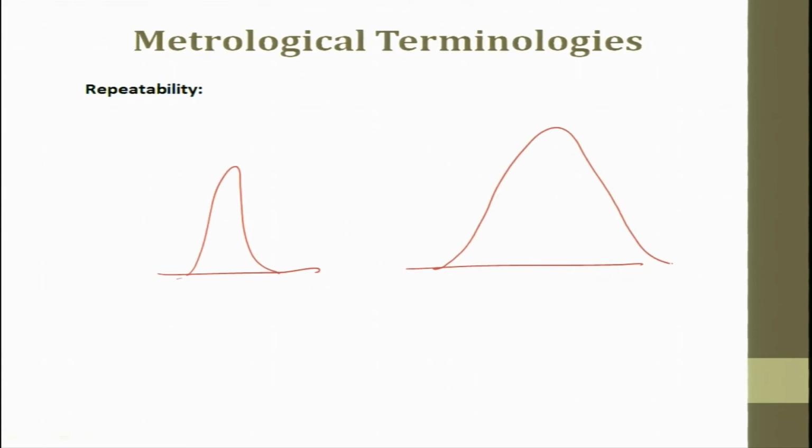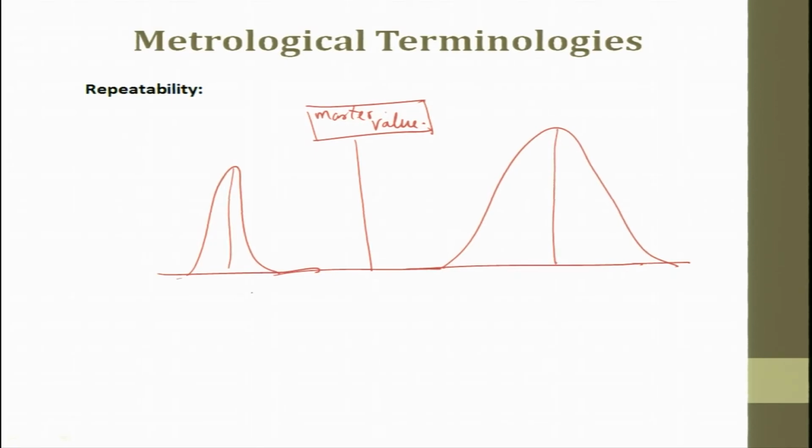What is repeatability? If I have to plot it again, this is the master value. This is the mean. Which of the two conditions is good? This is good, good repeatability.